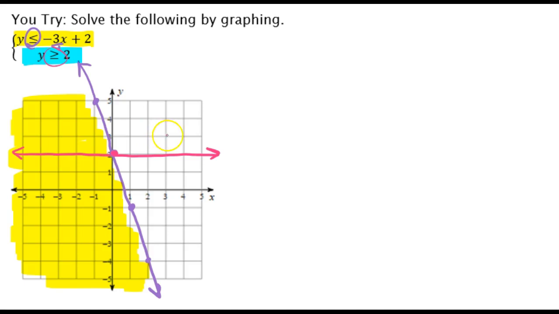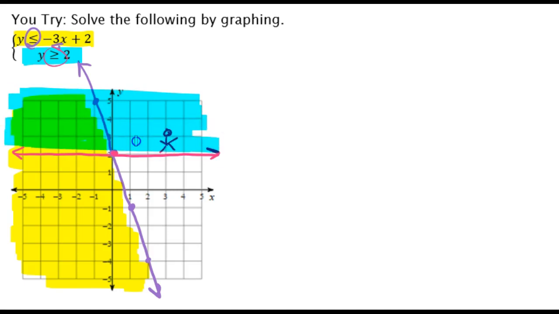Again, you could think about a little stick person here. That person would be standing above the line. So when I do my shading, I'm shading everything that's above the pink line. And then you can see how a section turned green where the blue and the yellow overlapped. So the part that's green is actually my solution. We're not going to get an answer like we did with equations, where you get an actual ordered pair. Our solution is a region.